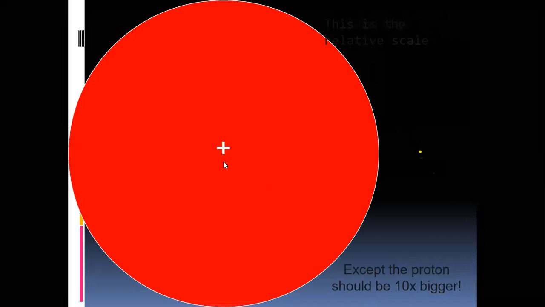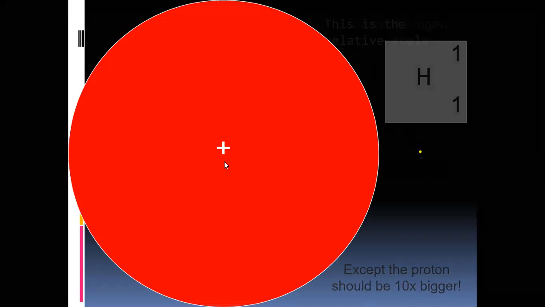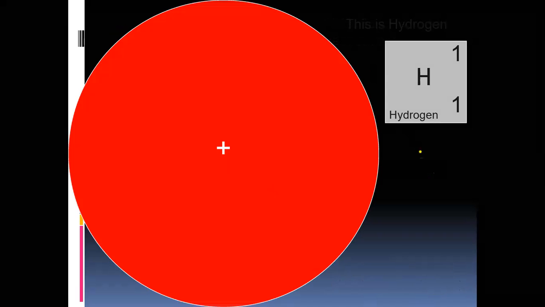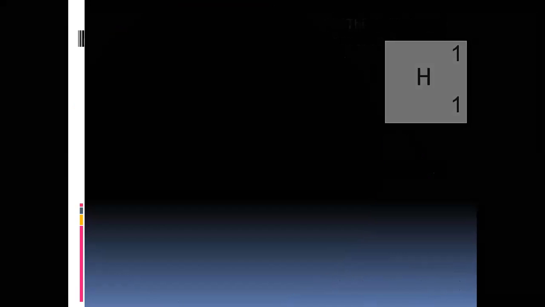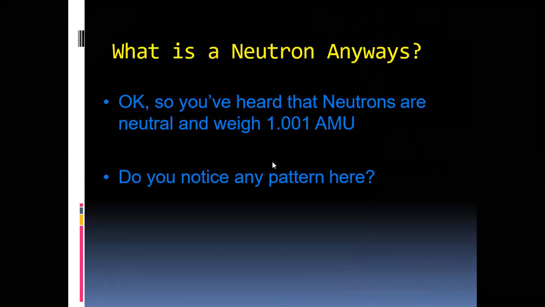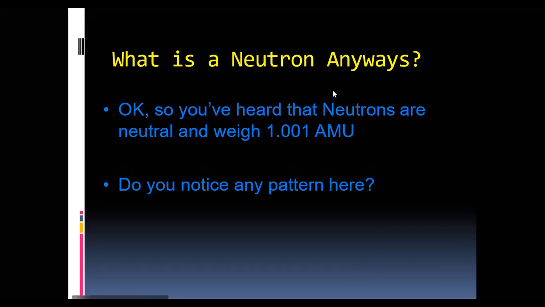This is proton. Proton mass is big. Electron mass is very small. What is a neutron anyway? Its mass is 1.001 AMU.